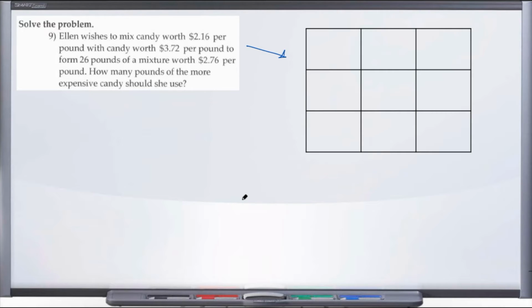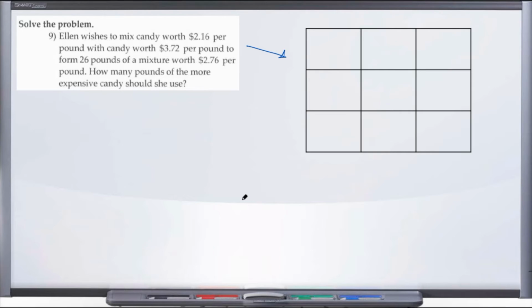And it says, Ellen wishes to mix candy worth $2.16 per pound with candy worth $3.72 per pound to form 26 pounds of a mixture worth $2.76 per pound. How many pounds of the more expensive candy should she use? Well, that sounds like a whole bunch of information that they've thrown at us.